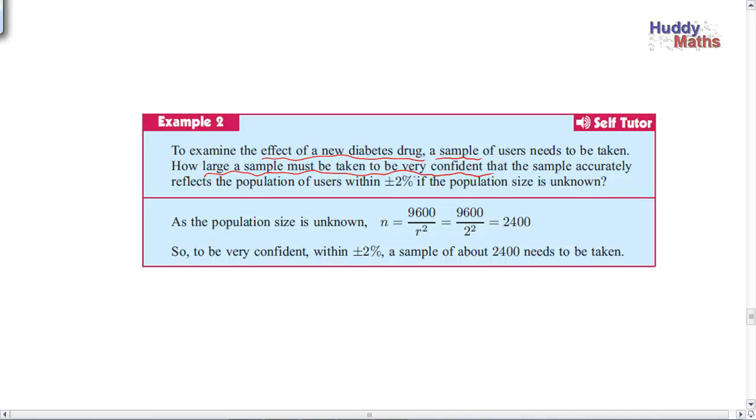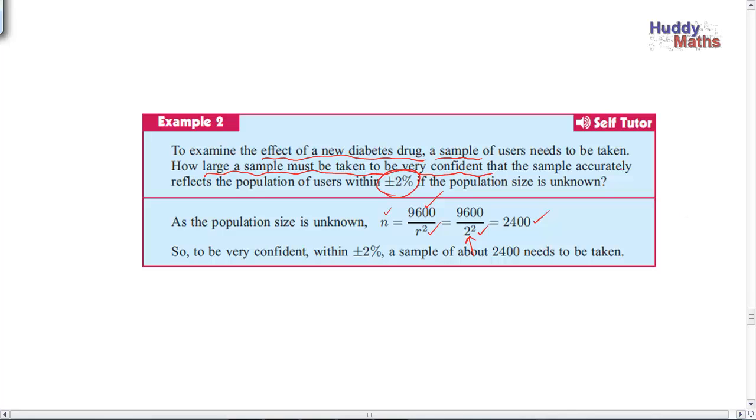So it's plus or minus 2%. Okay, so what's the sample size? We don't know the whole population, so it's 9,600 over r squared, which here comes to 9,600 over the percentage, which is 2 squared, so it's 2,400. Okay. If you were prepared to have less accuracy, that is within 10%, you'd be dividing by 10 squared, so you wouldn't have to talk to so many people.